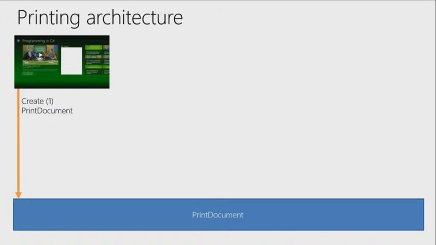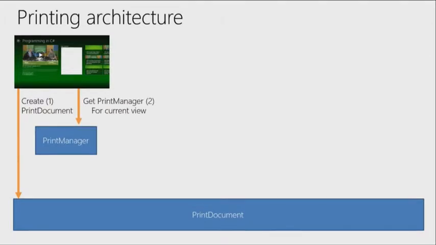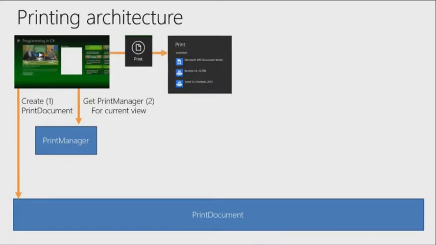And what's the trigger to cause this first step? I generally initialize this as part of setting up the print infrastructure. I need to register my page as being participatory in the printing architecture, and so I need a print document, and I also need a print manager, which is the very next step. So I create an instance of print manager, and I basically request a print manager instance that represents the current view. And so that gives me an object instance.